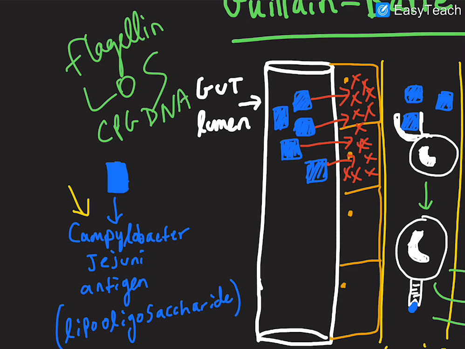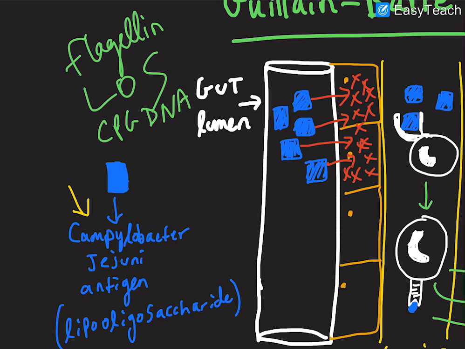Unmethylated CpG DNA can activate toll-like receptor 9, which is present in the endosomes of your B cells, for example. Your B cells and dendritic cells can take in this Campylobacter jejuni, and when they phagocytose it, they form a phagosome, and inside the endosome you have toll-like receptor 9 that can respond to and get activated by unmethylated CpG DNA. So dendritic cells can have toll-like receptor 9, B cells can have toll-like receptor 9, and so on.